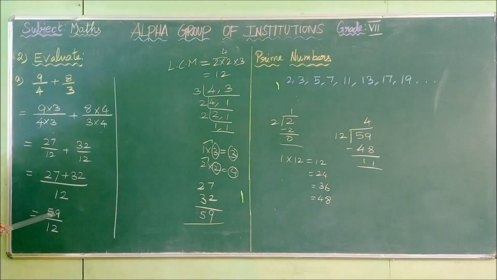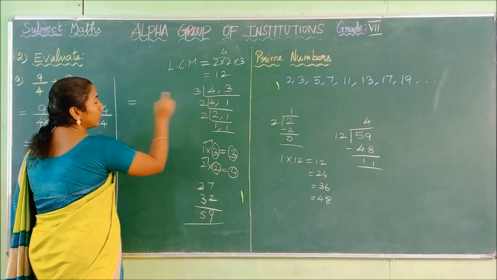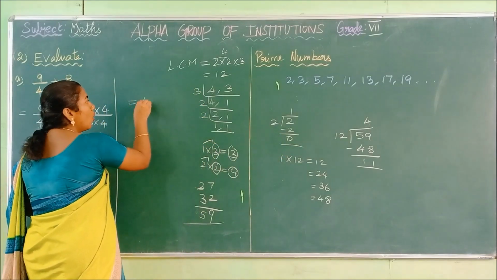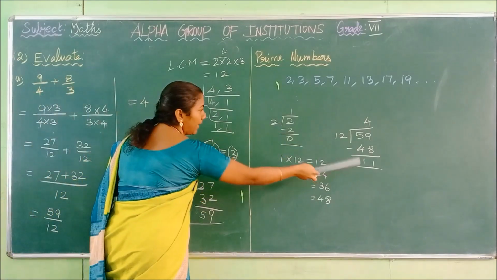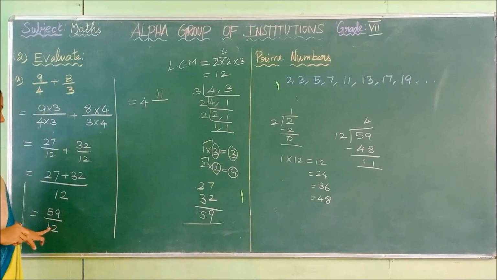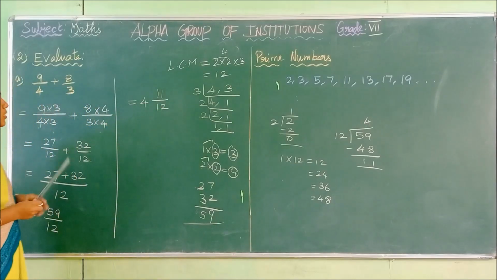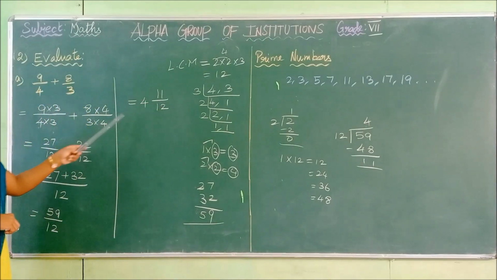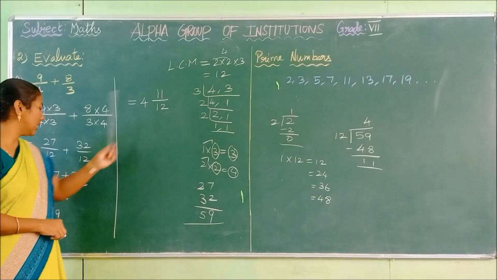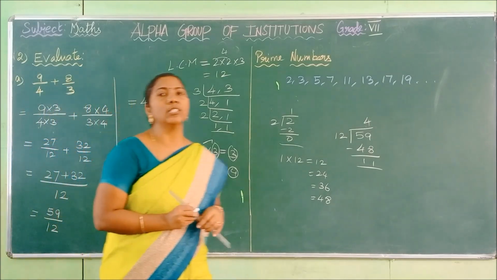So here what is your answer? If you are dividing the 59 by 12, what is the quotient here? 4. This quotient becomes the whole part. And what is the remainder? 11. 11 becomes the numerator. And write the denominator as it is, 12. Do you understand, children? So what is the answer? 4 11 by 12. So 4 into 12, 48. 48 plus 11, 59.